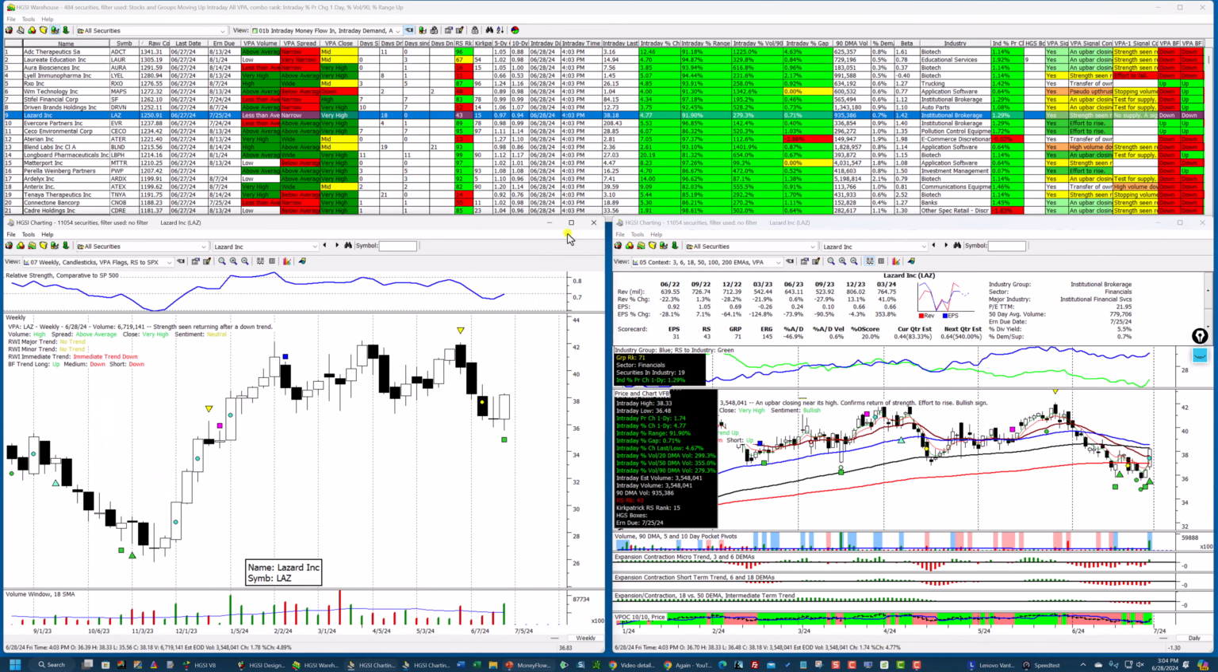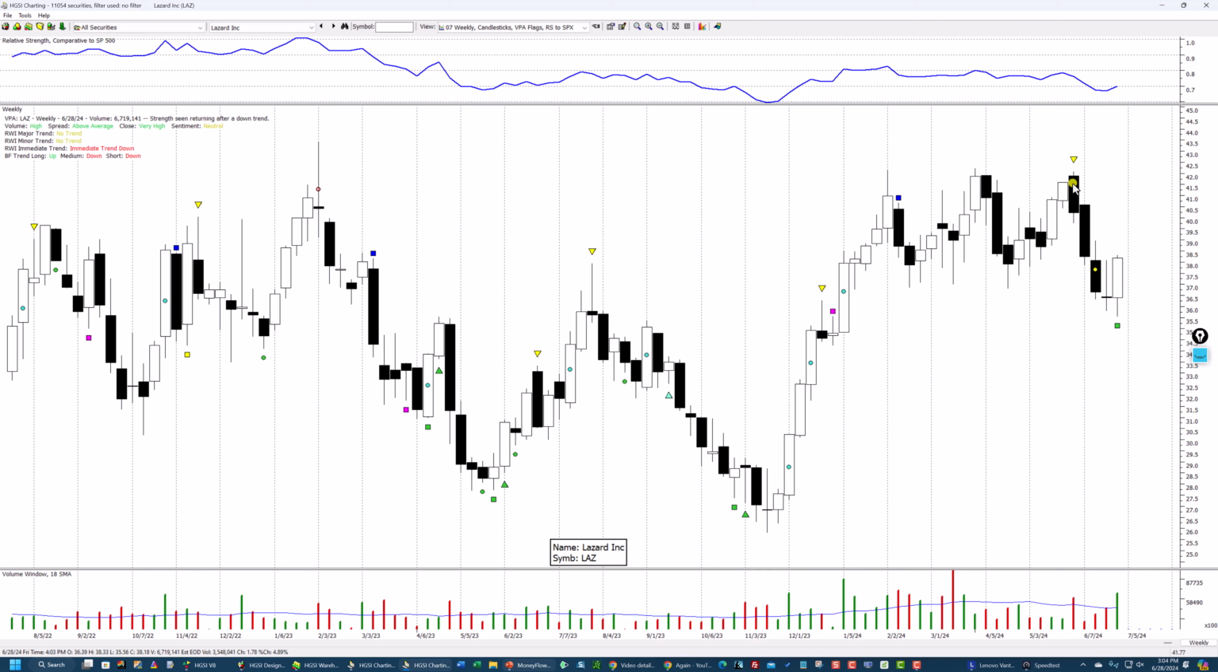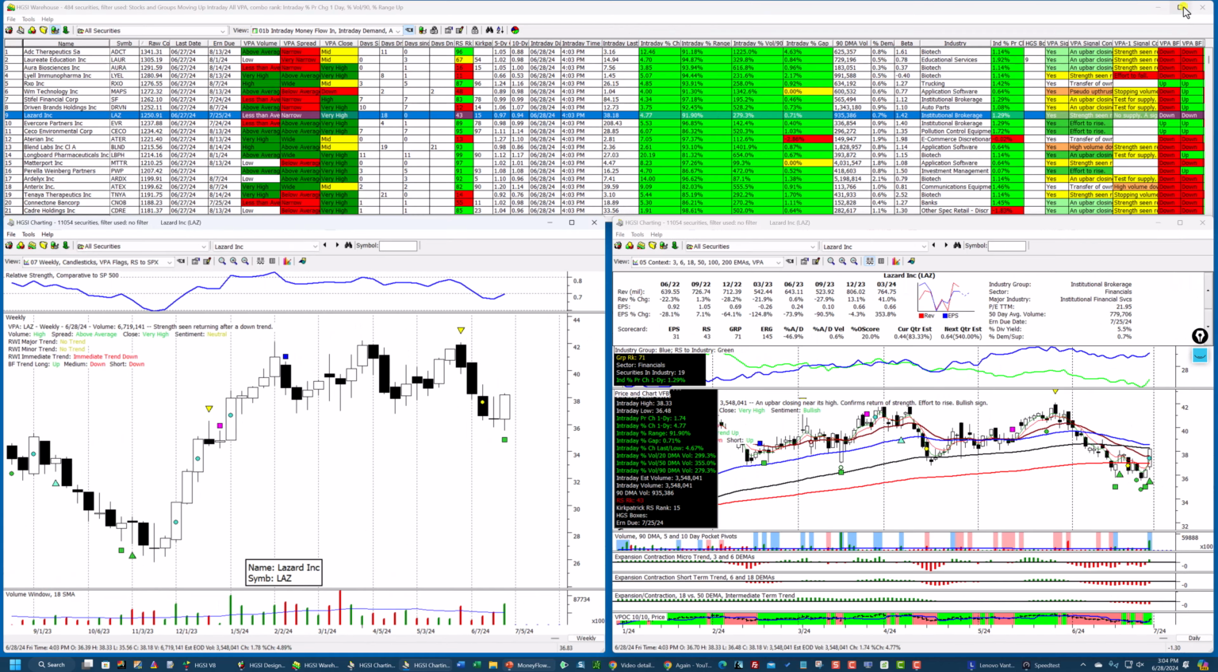Now, looking at the weekly chart, it has been in a downtrend. Here's a lower low, here's a lower low, here's a lower low, here's a lower low, and we're starting to see some buying now. This could be a low pivot here. Now, if we get strength again, and if it takes out this weekly high here, that would be a confirmed pivot on a weekly high.